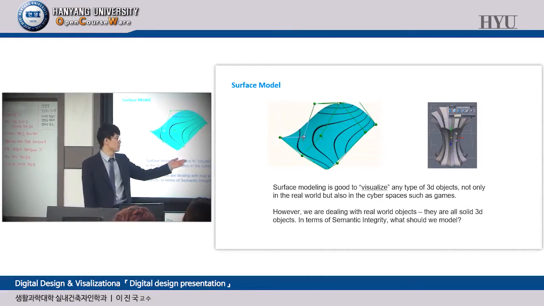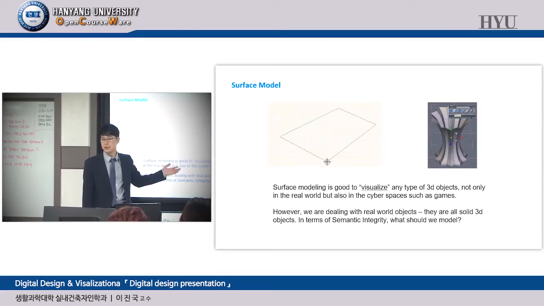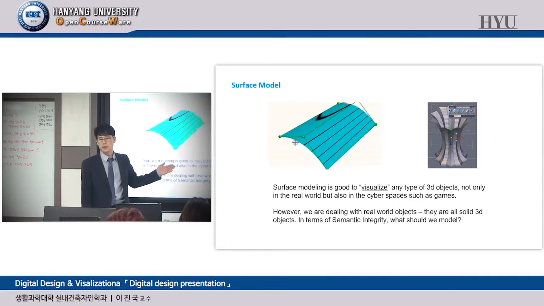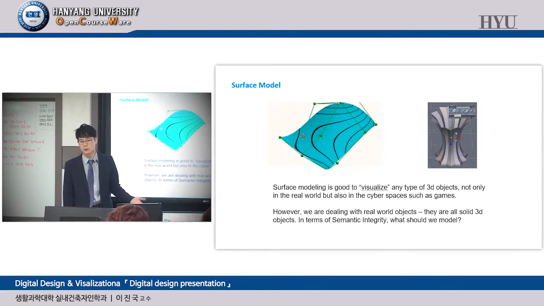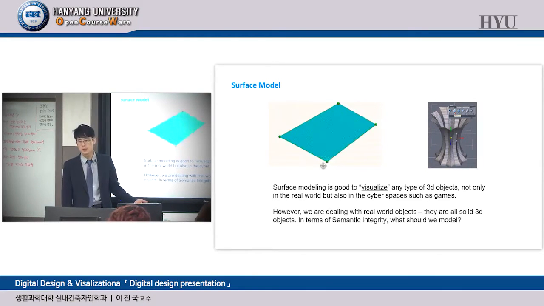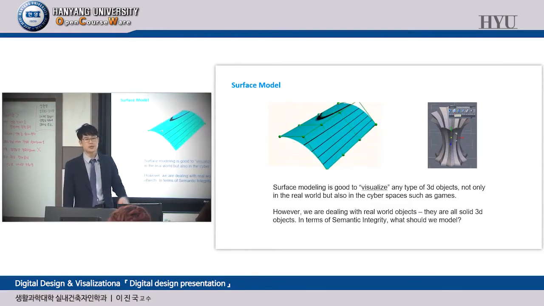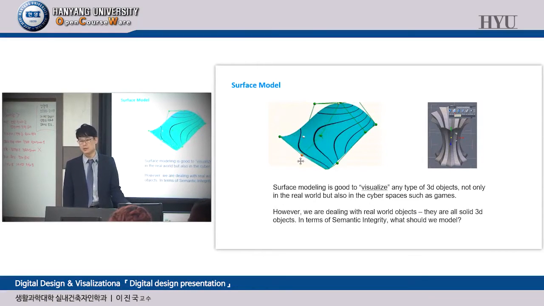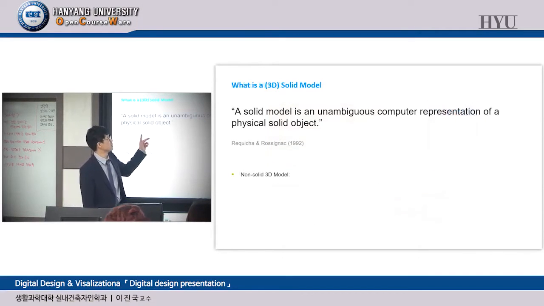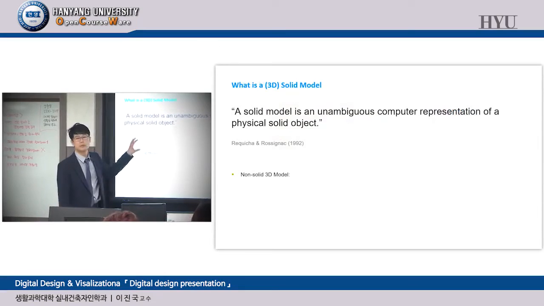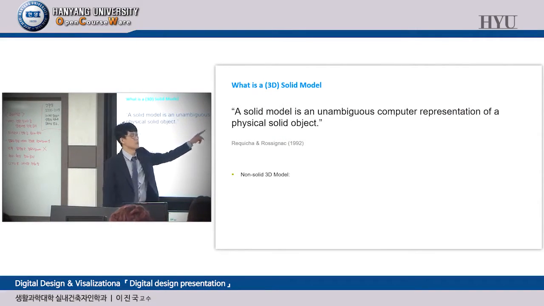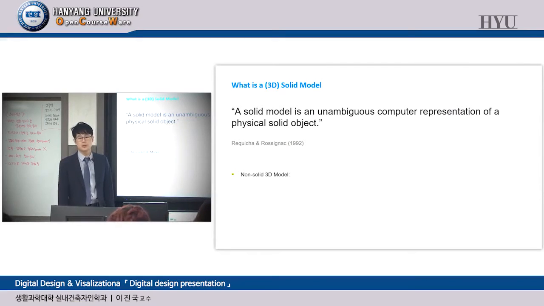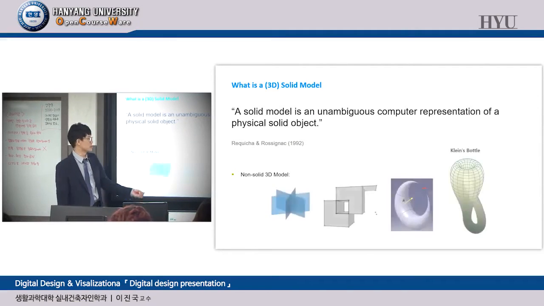Games use surface-based 3D simply because this is lightweight, okay? Not heavily loaded, very fast. And this one can visualize anything you can imagine, okay? But how about this one? Solid model. This is real-world object, unambiguous computer representation, which means exactly the same mechanism as a real-world object.